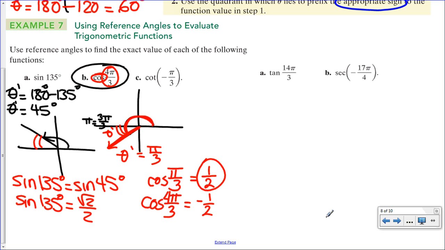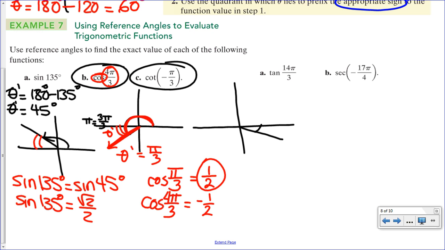Okay, next we have your cotangent. And we have a negative angle. That negative angle is negative pi over 3, so right here. Well, maybe a little more. That will be negative pi over 6. That's theta. Our theta prime, the reference angle, is simply positive pi over 3.